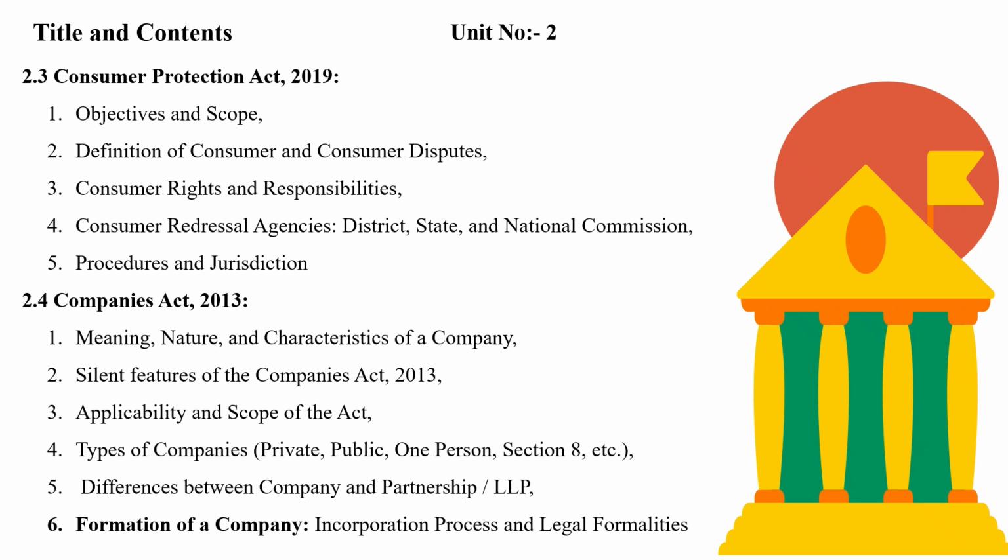In the fourth part, we are going to study about the Companies Act 2013, in which we are going to learn the meaning, nature and characteristics of companies. What happens when a company takes different types of form for other business. We are going to study the salient features of the Companies Act 2013. Then we are going to study the scope of the act. Then we will study different types of companies. As we all know, there are three basic types of companies, that is public, private and one person.